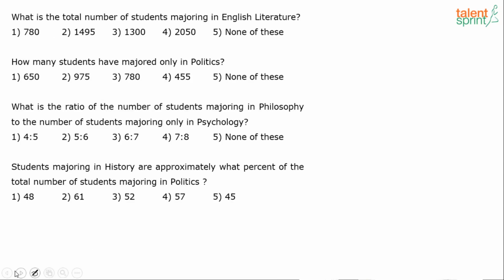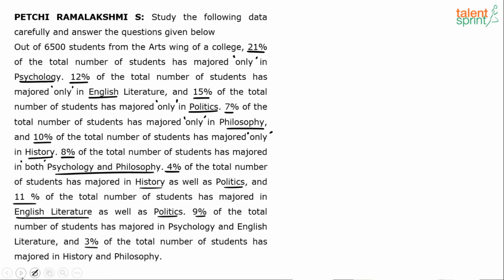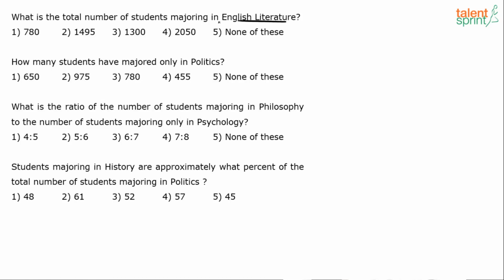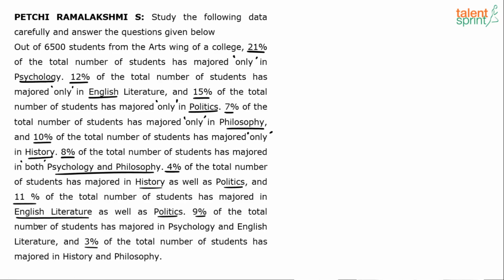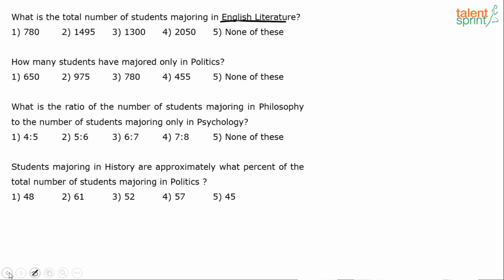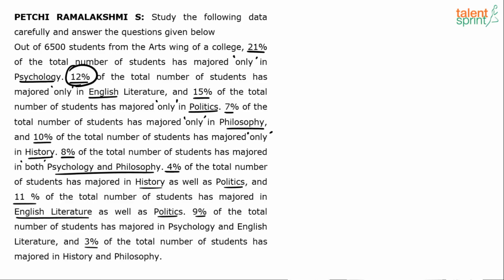Let me just go back and see the questions. What is the total number of students majoring in English literature? So understand, he is not saying only in English literature. If the word only is used in the question, then you have to straight away come to 12%, because 12% have majored only in English literature. But in the question, he has not used the word only. So we have to consider all the possible students who have done English literature.